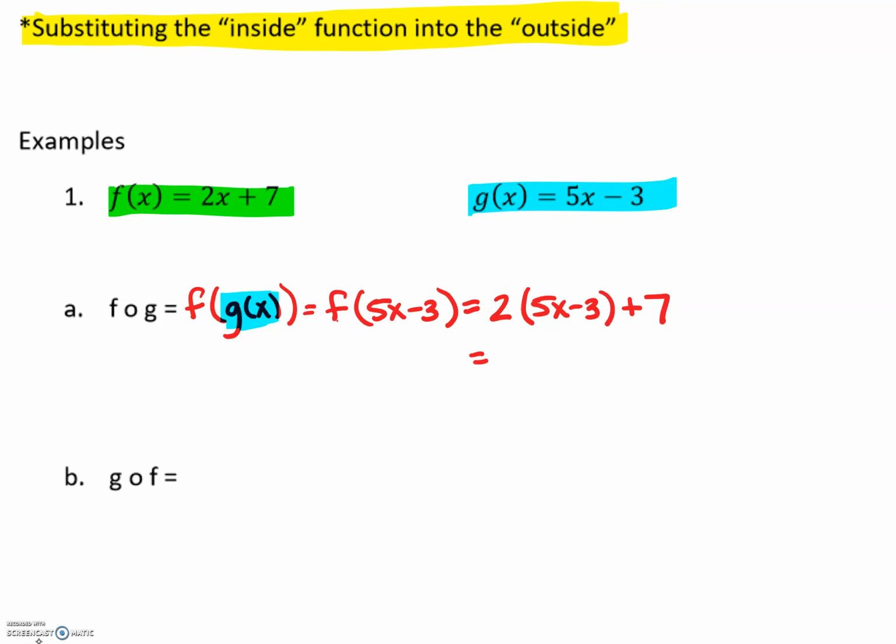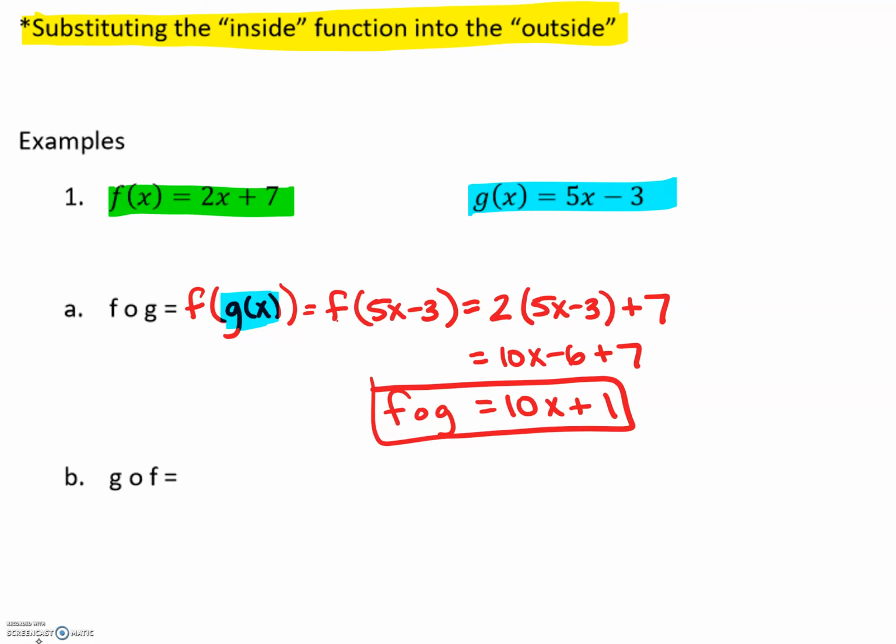Now we have to simplify, so I'm going to distribute. Once I distribute, I can combine like terms, so I'm going to get 10x plus 1. So f of g is 10x plus 1.